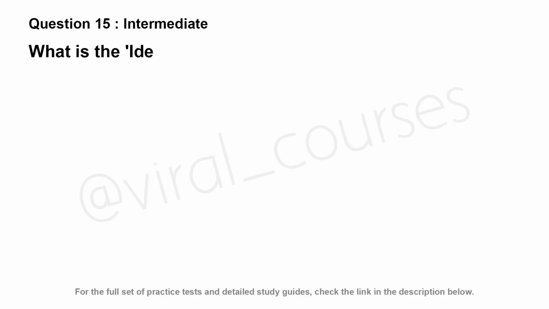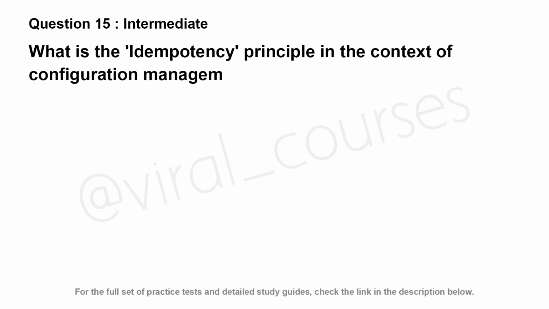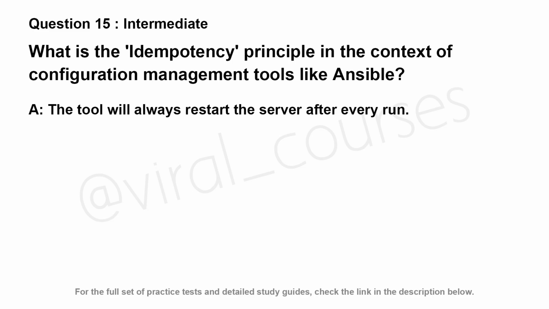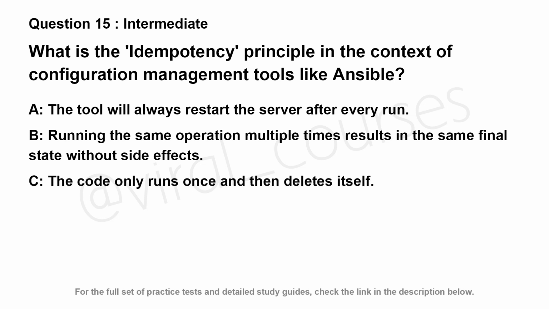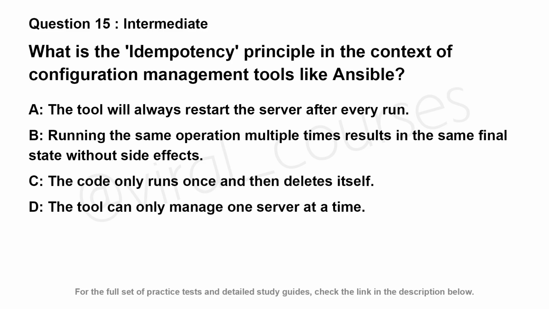What is the idempotency principle in the context of configuration management tools like Ansible? Option A. The tool will always restart the server after every run. Option B. Running the same operation multiple times results in the same final state without side effects. Option C. The code only runs once and then deletes itself. Option D. The tool can only manage one server at a time.